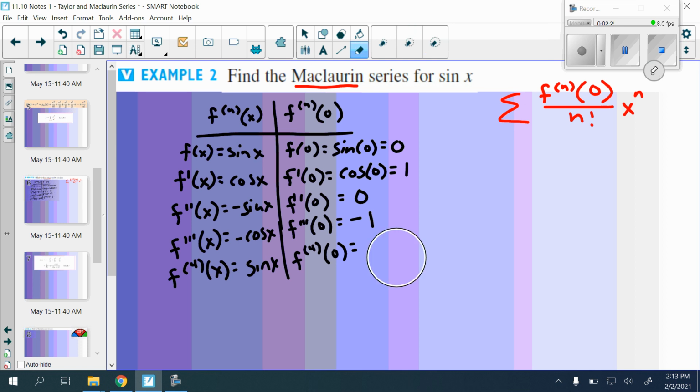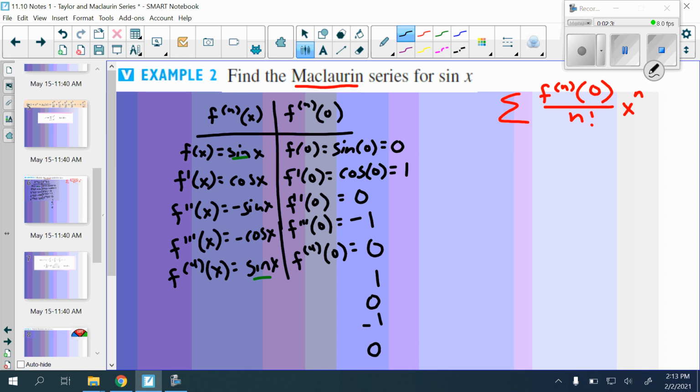Now after this, all the next derivatives should cycle through because we got sine and we're back to sine here. So the next values in this list should be 1, then 0, then negative 1, back to 0 again, and so on going down here. It's going to be cyclical. So what does this look like now if we write this out?